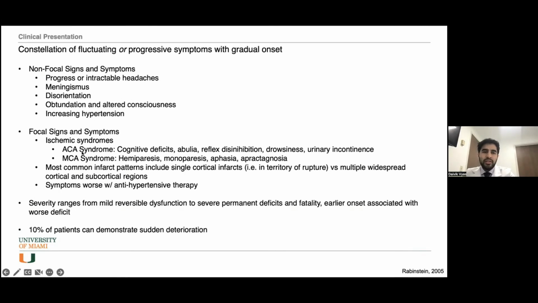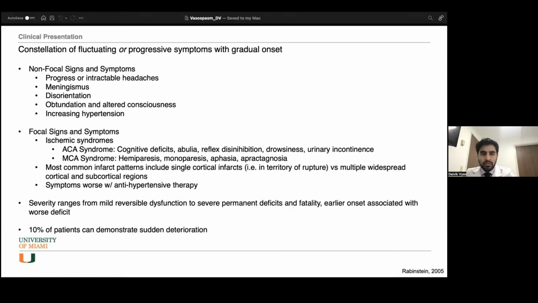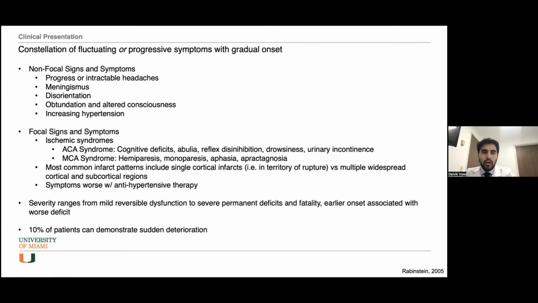So the clinical presentation of vasospasm is something we're all familiar with, but I'll review it very quickly. It's a constellation of fluctuating or progressive symptoms that have gradual onset. A lot of these symptoms can be either non-focal or focal. The non-focal symptoms can be progressive worsening headaches, meningismus, disorientation, obtundation, or an increase in hypertension as the body responds to this to increase cerebral perfusion.